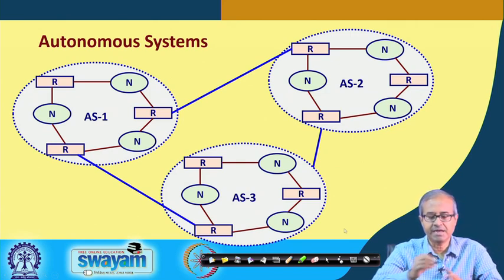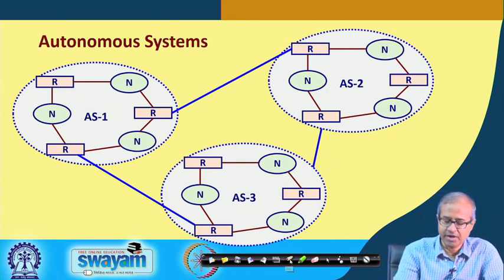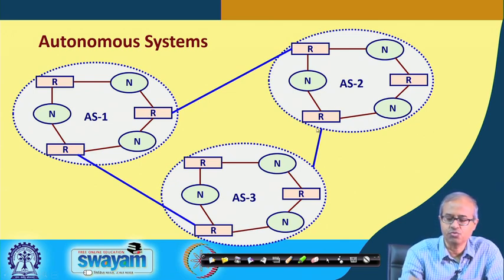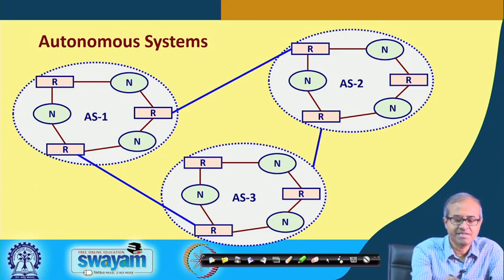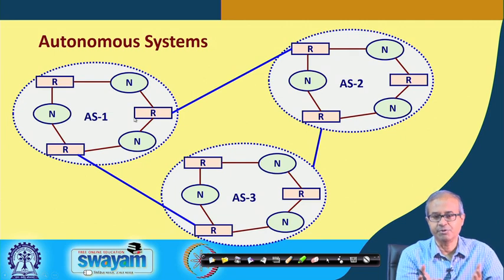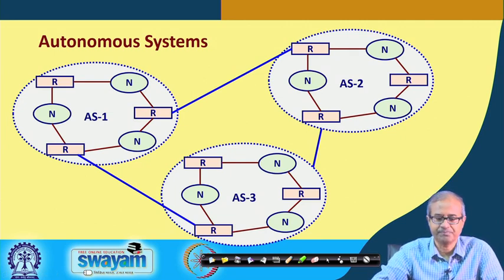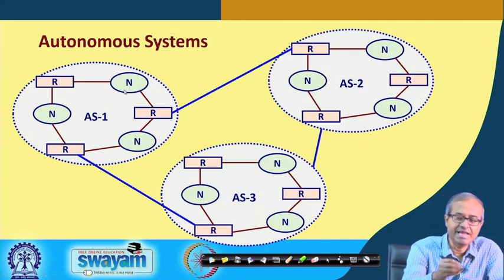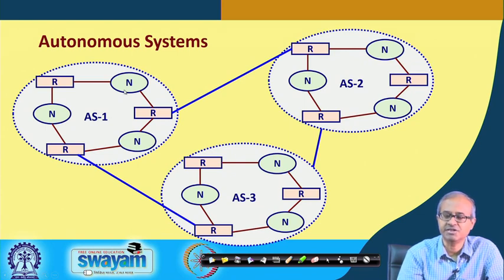Now, here I am showing a picture where there are 3 autonomous systems, whose numbers are 1, 2 and 3. As you can see, in each autonomous system there are several routers and several networks. Of course, there are computers, I have not shown the computers here, and there are links which connect routers to the networks.